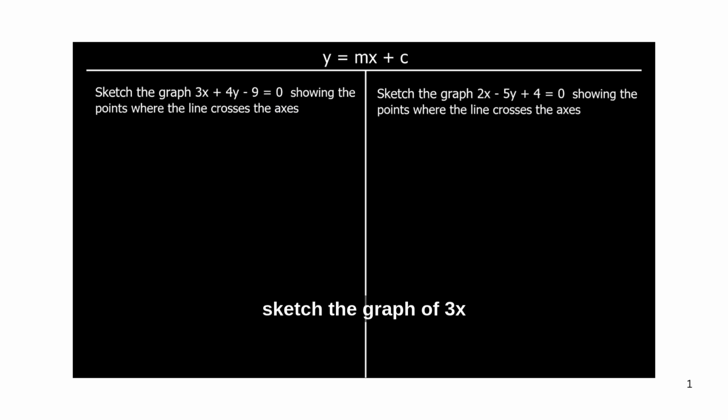Sketch the graph of 3x plus 4y minus 9 equals 0, showing the points where the line crosses the axes.